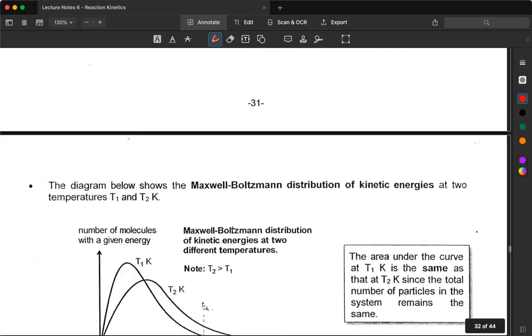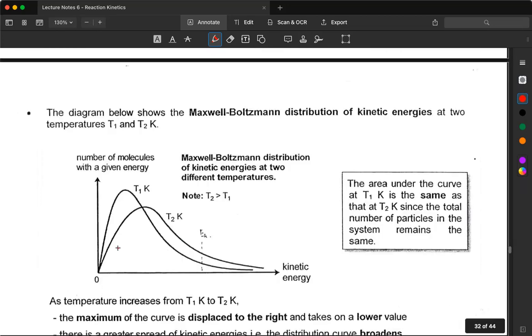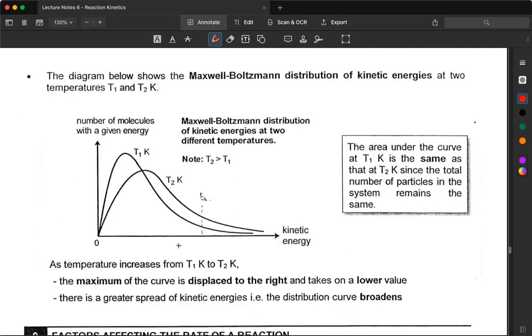Now, when the temperature increases, the maximum of the curve will displace to the right and take on a lower value, resulting in a greater spread of KE. The distribution curve broadens. KE is proportional to speed, okay? Now, the area under the curve is the same because the total number of particles remains the same. Please know how to sketch this. It will likely be coming out, okay?